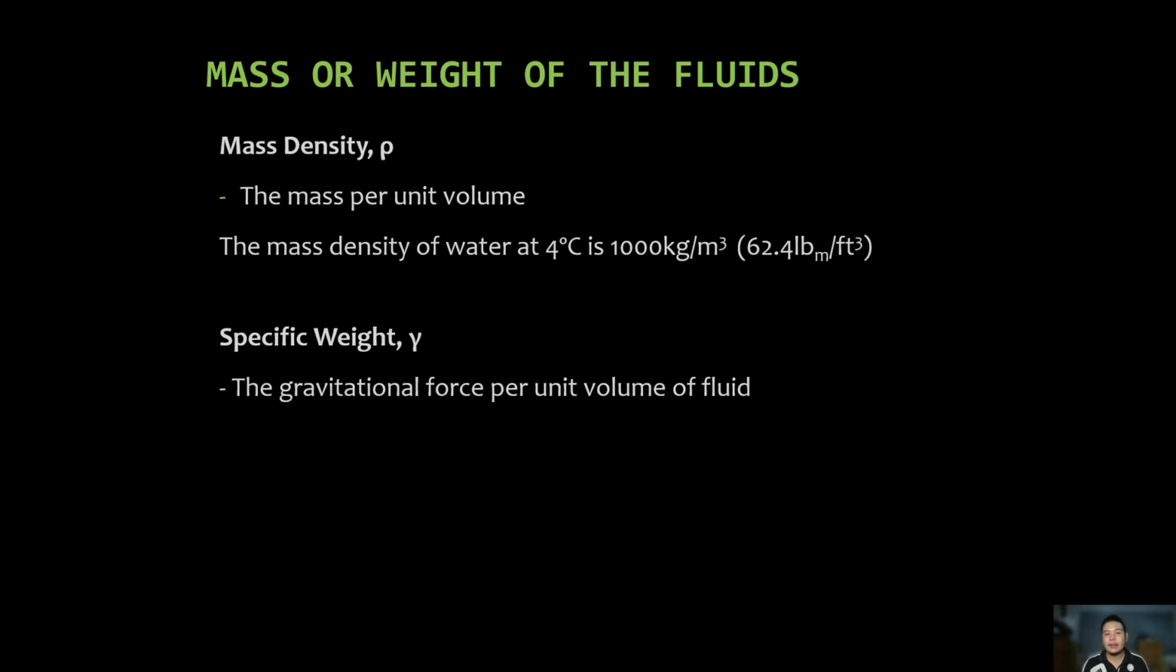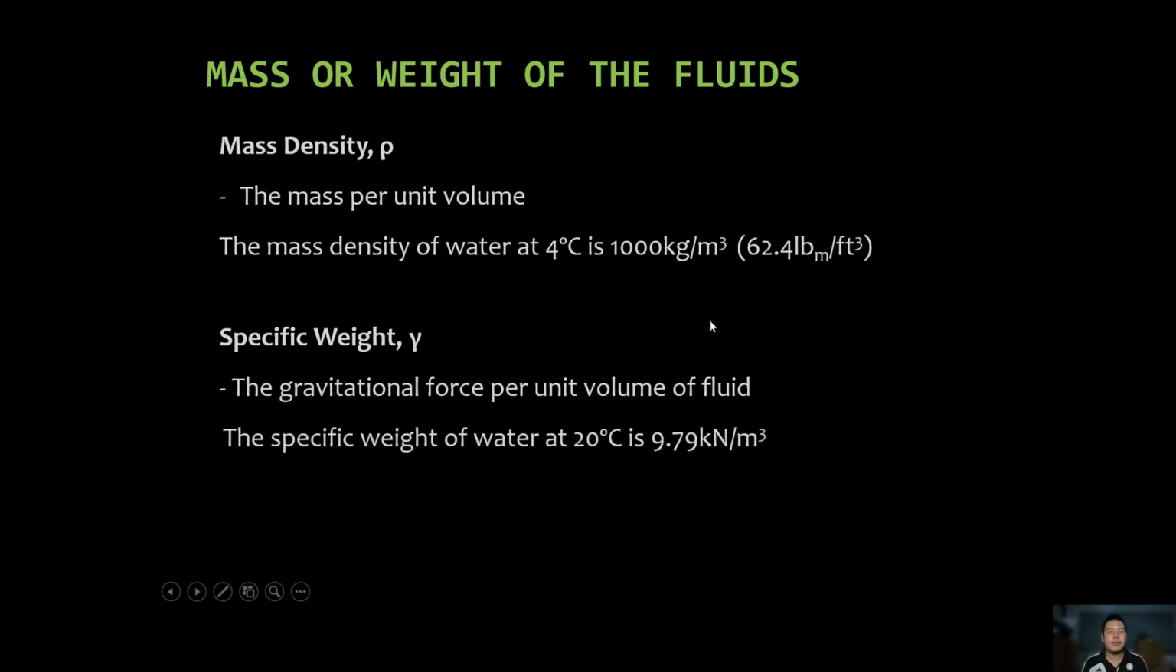Now, specific unit weight, or specific weight, or unit weight, is the gravitational force per unit volume of fluid. The specific weight of water at 20 degrees Celsius is 9.79 kilonewton per cubic meter. But for simplification, some books use 9.8 kilonewton per cubic meter of water. So maybe you'll get confused about the 9.8.